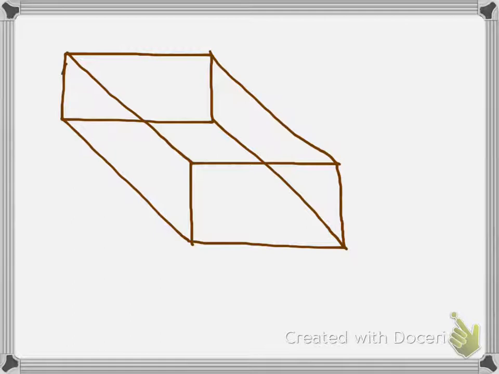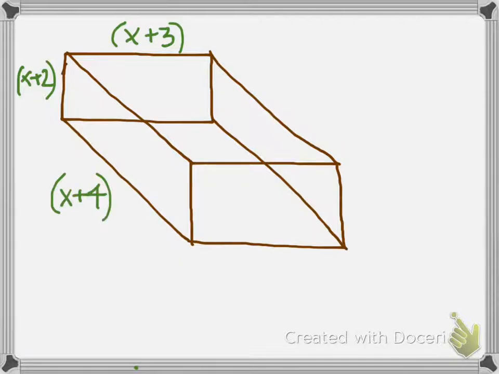All right, so it said increase the height by 2. So my height, which is over here, is going to be increased by 2. This was originally x. Now I'm adding 2. And the width by 3, so my width was x. Now I'm adding 3 to that. And the length by 4. Again, the length was x, and now I'm adding 4 to that.